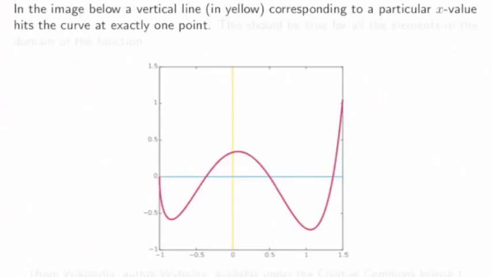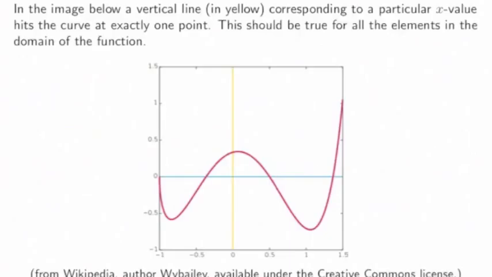For example, in the image below, we have a graph drawn in red and a vertical line in yellow corresponding to a particular x value. In this case, it's the x value x equals 0. Notice that this vertical line hits the curve exactly once in the place where x is 0 and y is f of 0. This should be true for all the elements in the domain of the function. Any x value we plug in should give us a vertical line that hits the graph in exactly one point.